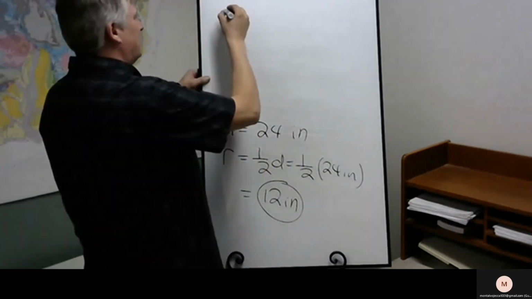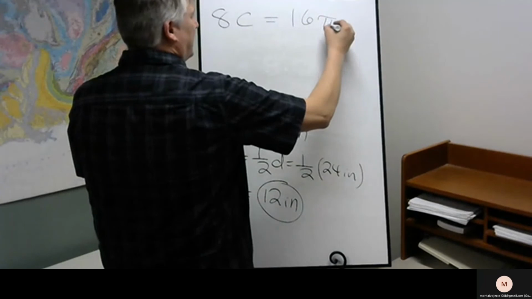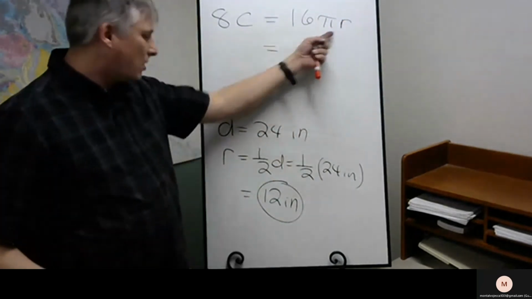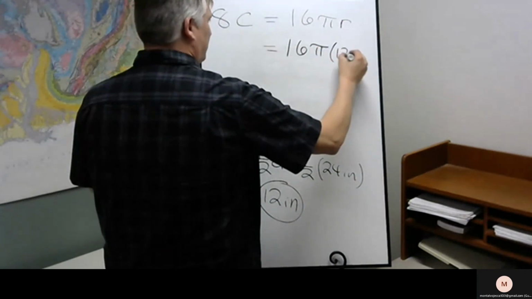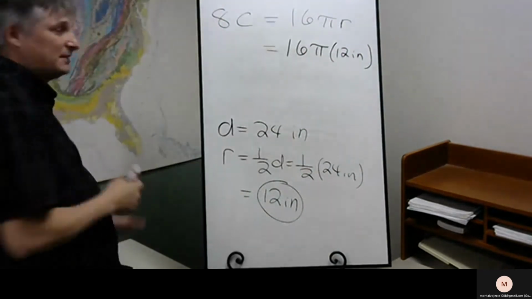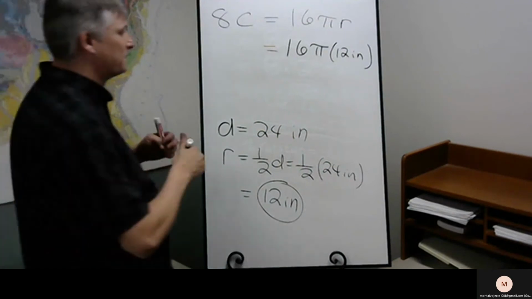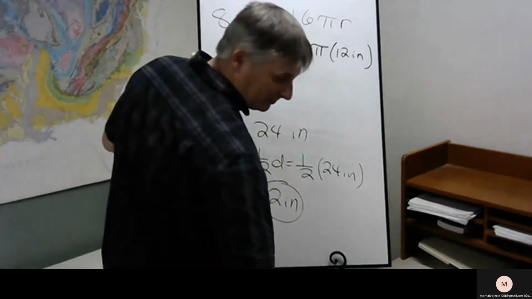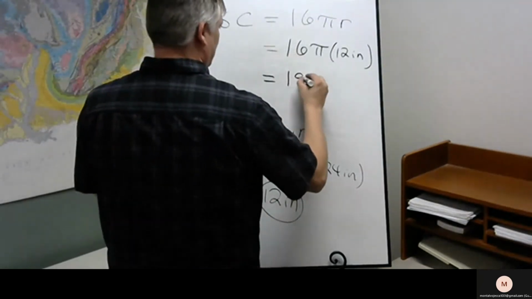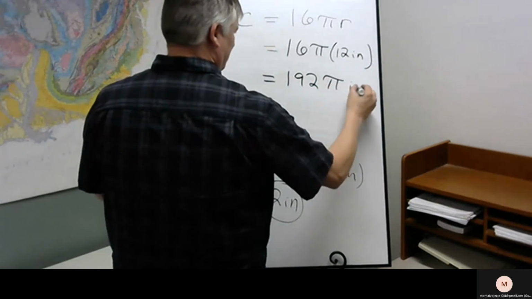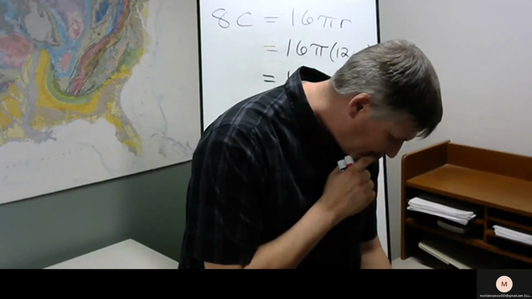So that means 8 times the circumference is 16 pi r. We know r. So 16 pi times 12 inches. And let's see, 16 times 12. Well, 192. Let me check some arithmetic here real quick.